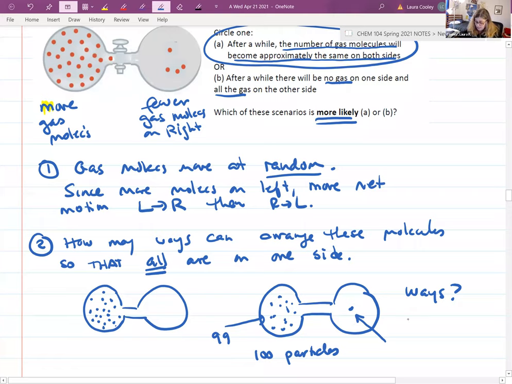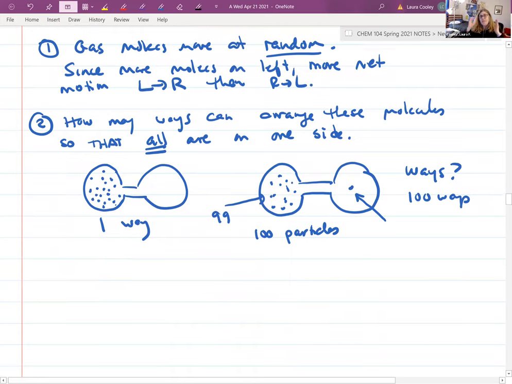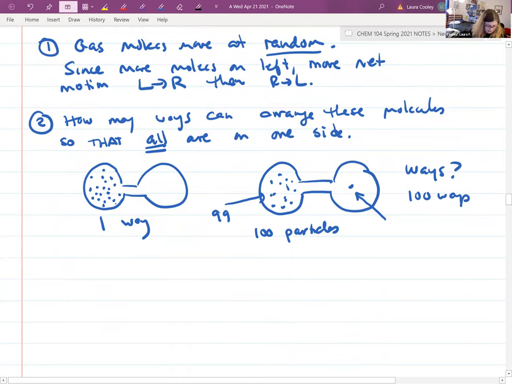100, that's right. There would be 100 ways. Here there's one way, okay? So already you can see there was just one particle on the right. There's 100 ways. You can imagine how many ways it would be for two particles on the right. And then 50 particles on the right and 50 particles on the left. There'd be way more ways of arranging them that way.